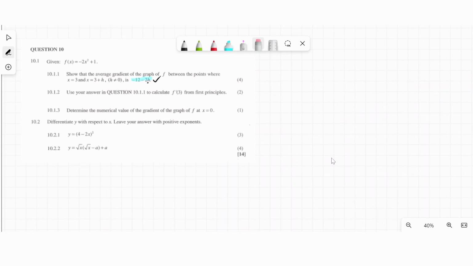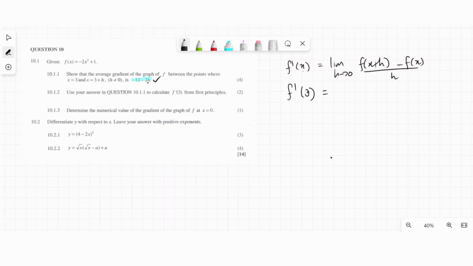Now, moving to 10.1.2, they say use the answer in 10.1.1 to calculate f prime at 3 from first principles. We need to understand what f prime from first principles is. So f prime of x from first principles, before we put 3, is the limit as h approaches 0 of f of x plus h minus f of x, divided by h. But what do they want? F prime at 3. So now at x we're going to substitute by 3.